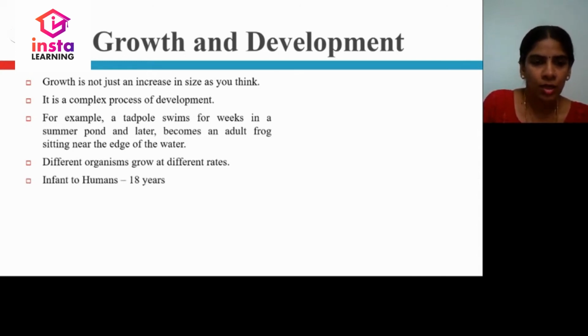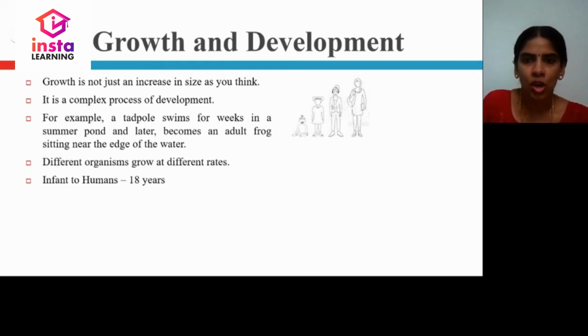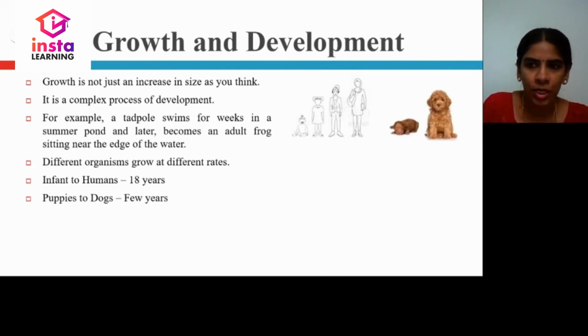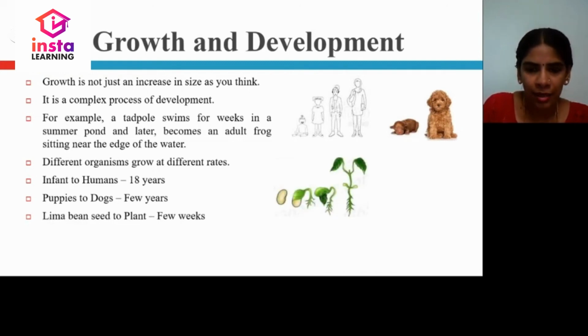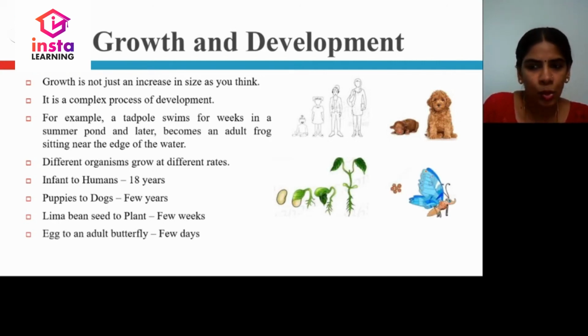Infant to adult human takes 18 years. Yes, that is growth, and this includes both growth and development. It is not only an increase in size but also a development in the brain and other details. Puppy to dog, a few years. Lima bean seed to plant, a few weeks. Egg to butterfly, a few days. So growth takes place at different rates in different organisms.